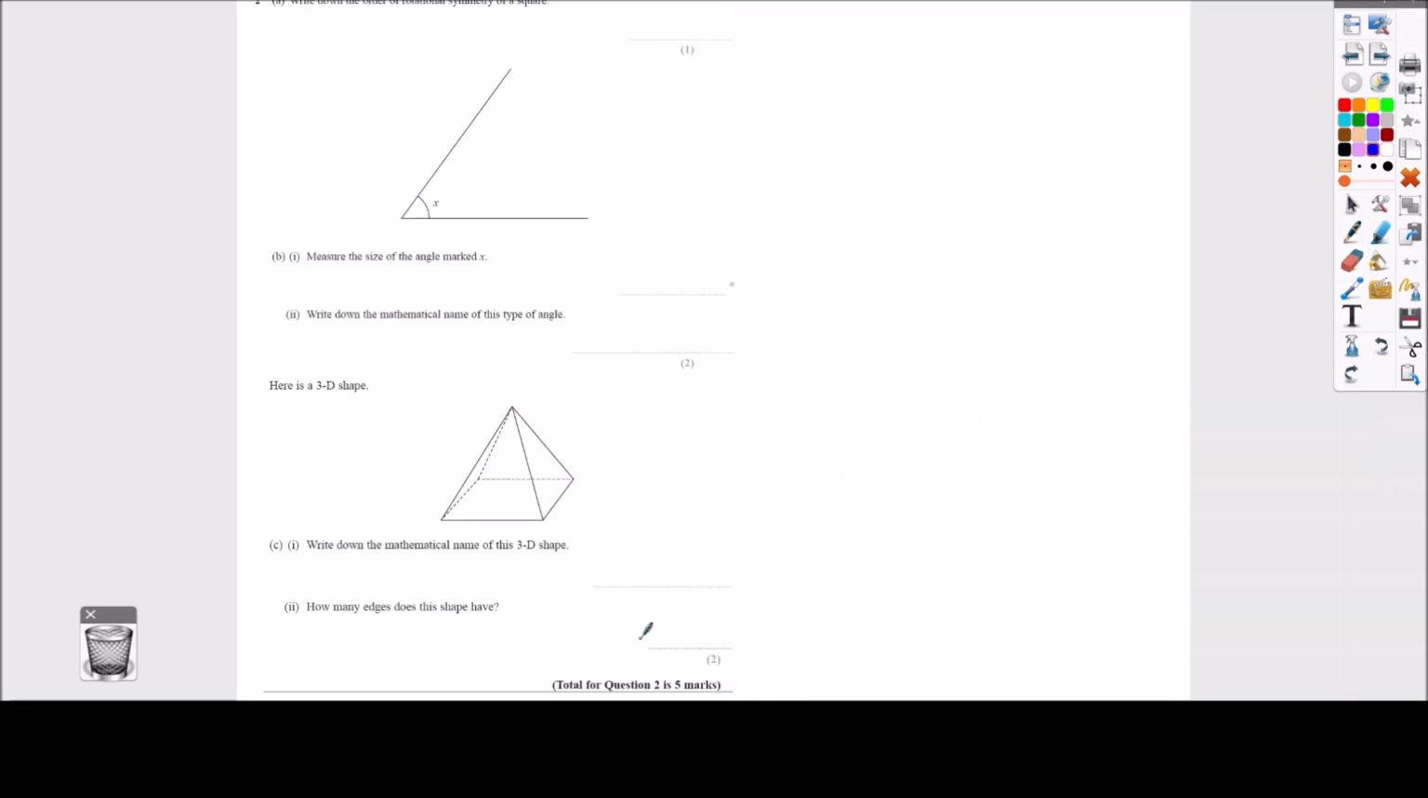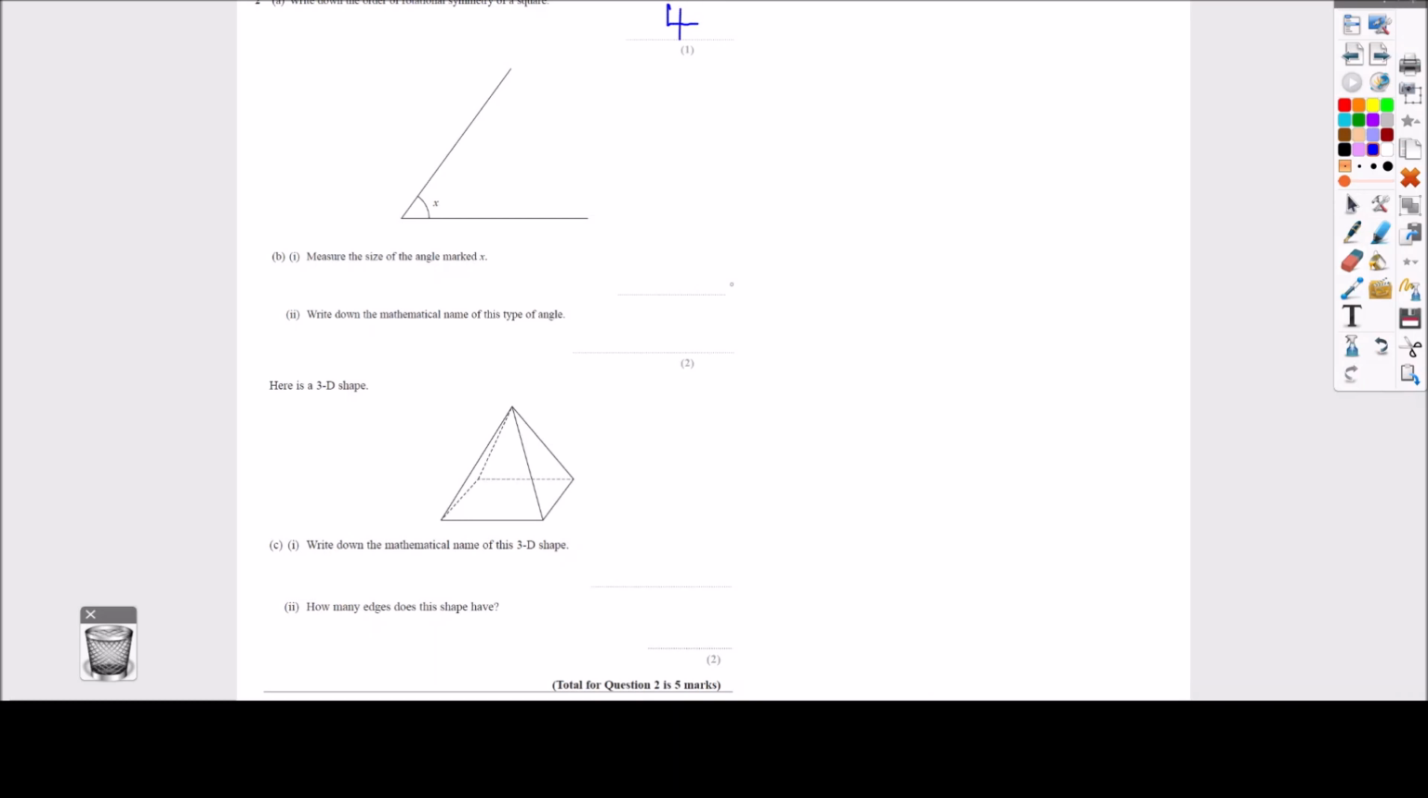So, question 2, part A. Write down the order of rotational symmetry of a square. Now, rotational symmetry, the way to think of this is, if you imagine a square hole, and then a square that just fits into that hole. As you turn that square a full circle at 360 degrees, how many different ways could it fit into that square hole? Well, there would be 4 different ways. So we say it has rotational symmetry of order 4.